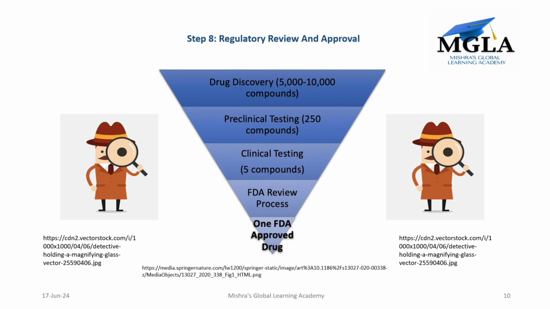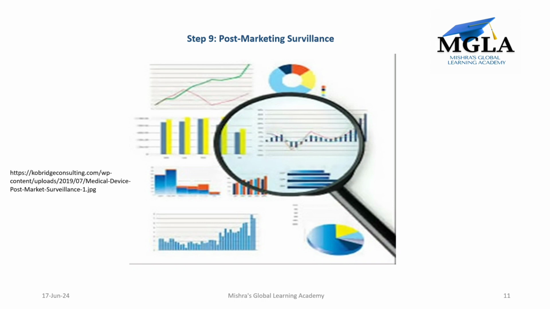Step 9. Post-marketing surveillance, also called phase 4 of clinical trials. Even after approval, the drug is monitored for long-term safety and effectiveness in the general population. This helps to identify any rare side effects and ensures the drug continues to be safe.